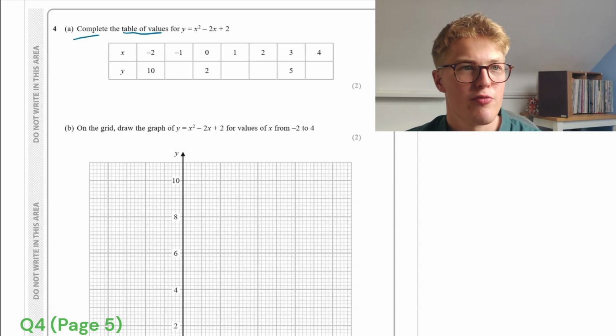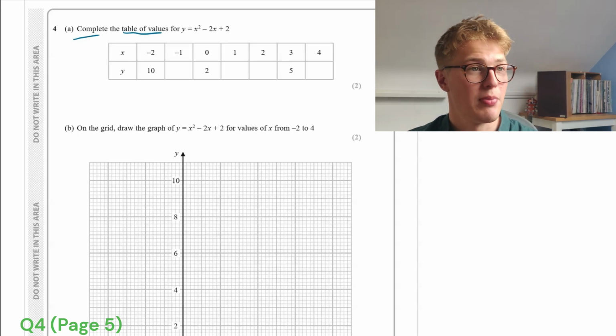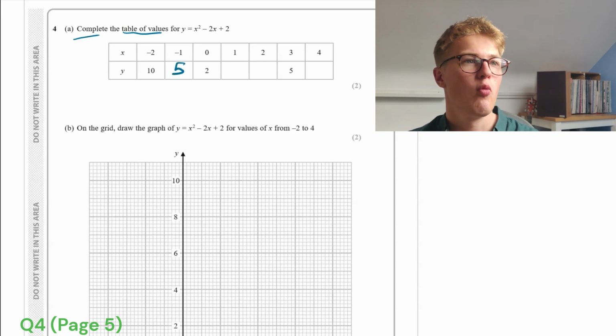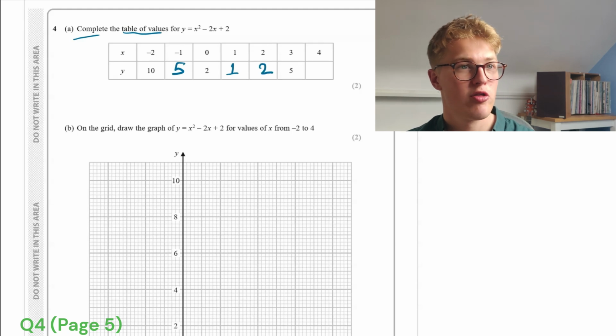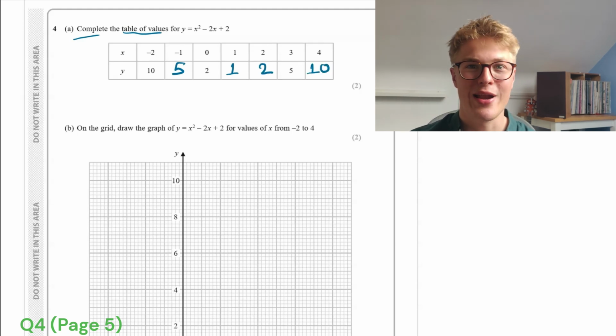Complete the table of values for y equals x squared minus 2x plus 2. I'd recommend using a table in your calculator to do this to make it quicker. y is going to be 5 when x is minus 1, 1 when x is 1, 2 when x is 2, and 10 when x is 4.